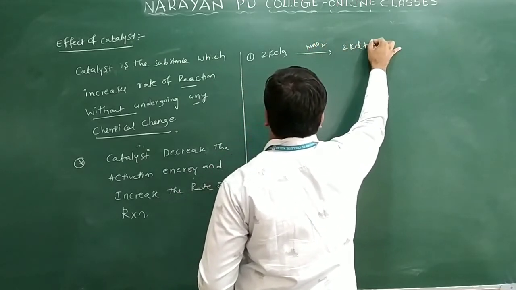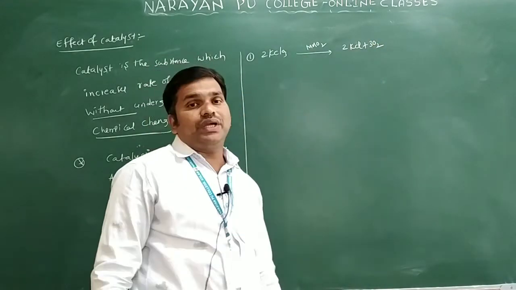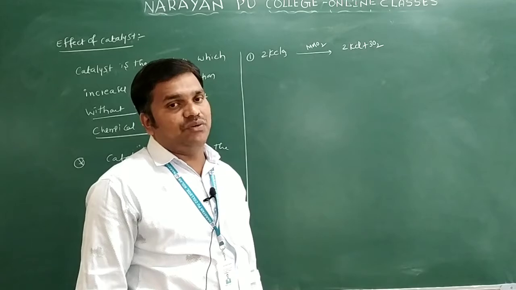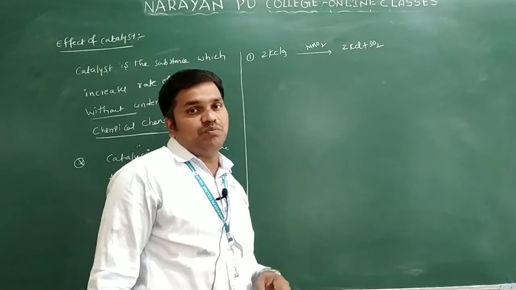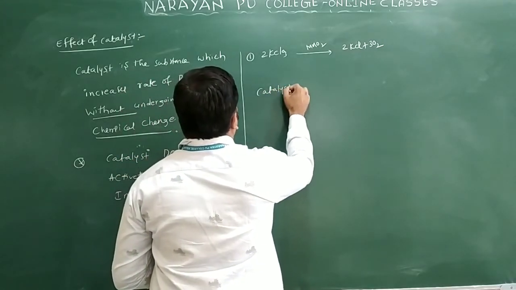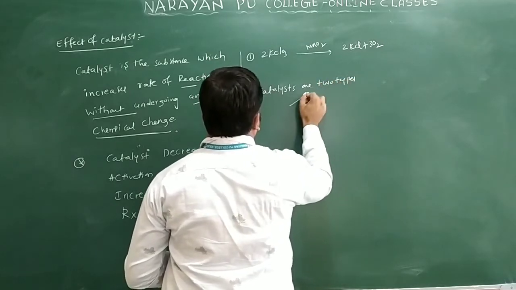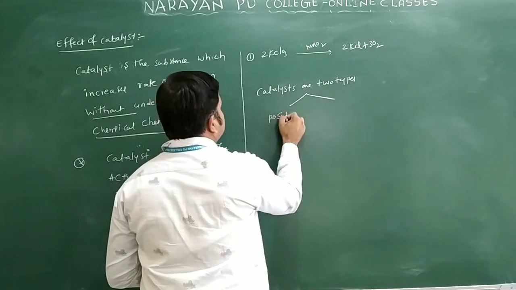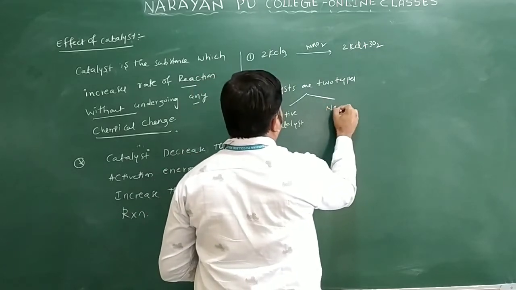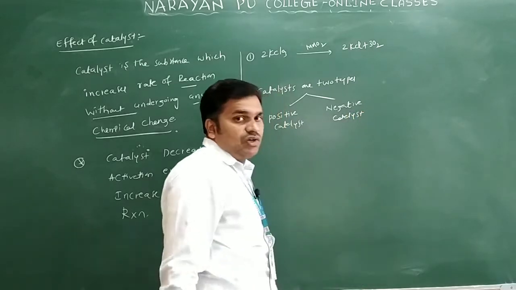So what will you get? You will get 2 KCl plus 3 O2. Here MnO2 acts as a catalyst. It increases the rate of reaction by decreasing the activation energy. Here MnO2 acts as a positive catalyst. So there are two types of catalysts: a positive catalyst and a negative catalyst.